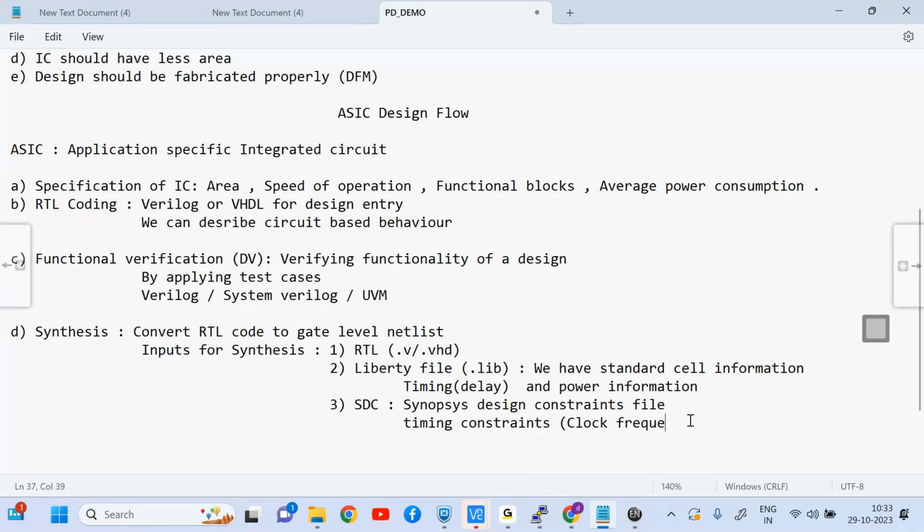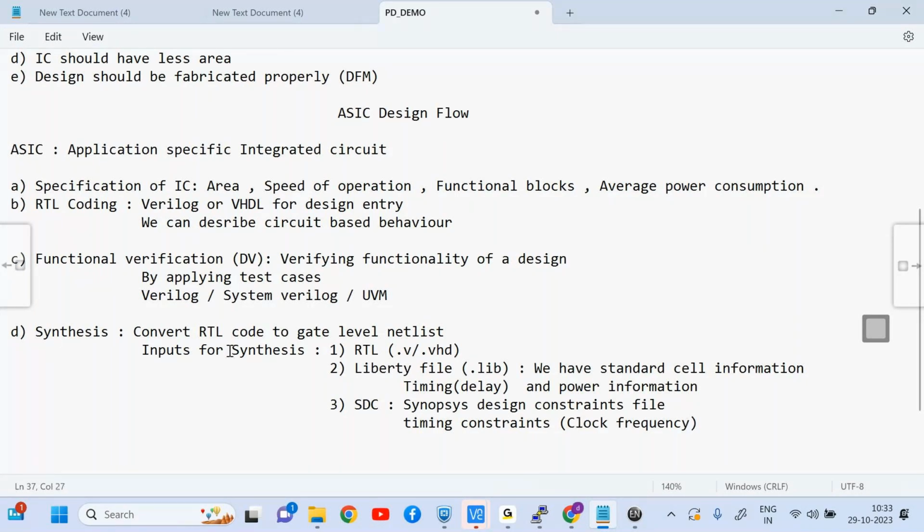So mainly here we can give what clock frequency, and here we can give many inputs. If I tell you also, you don't understand that; you will understand only if you enter into the course, right? You have set input delay, set output delay, set driving cell, right? Many timing constraints we can give here in the SDC file. So the main thing here is clock frequency.